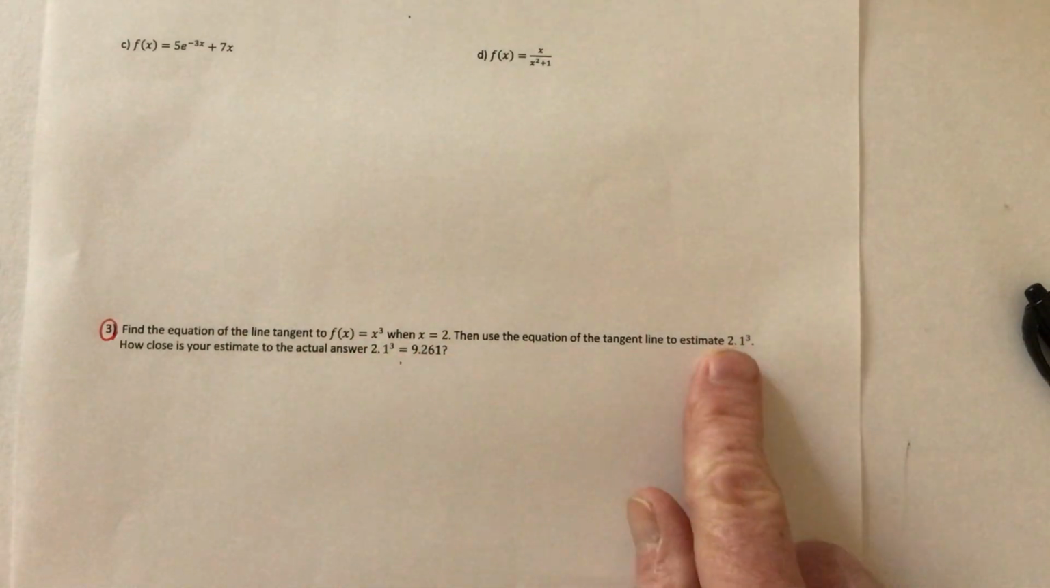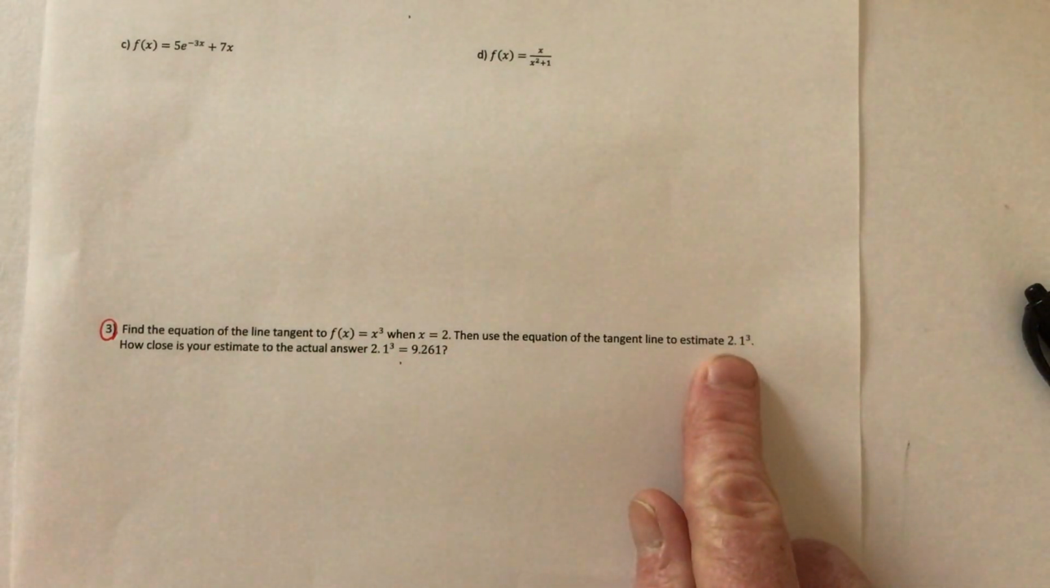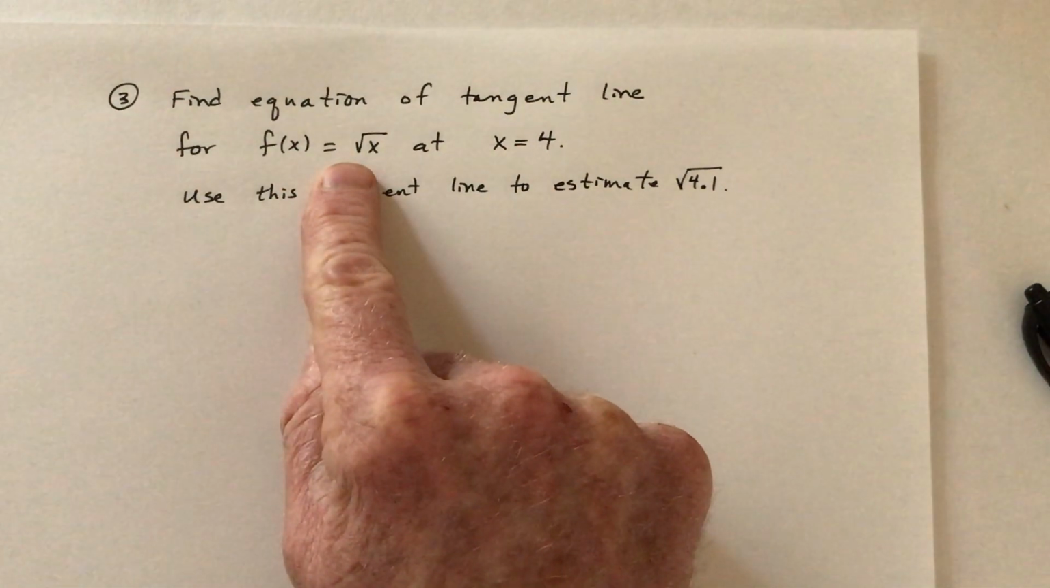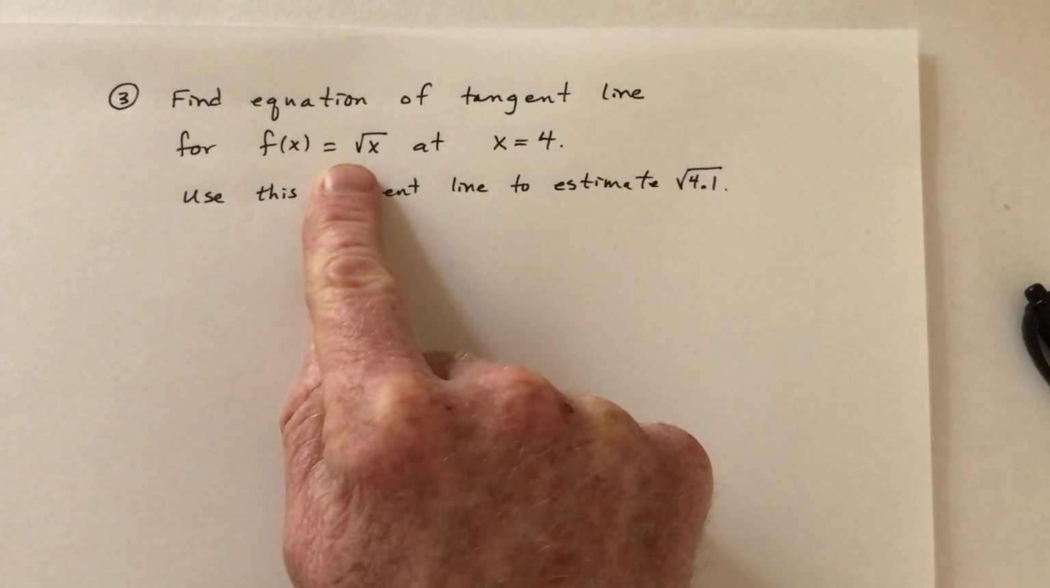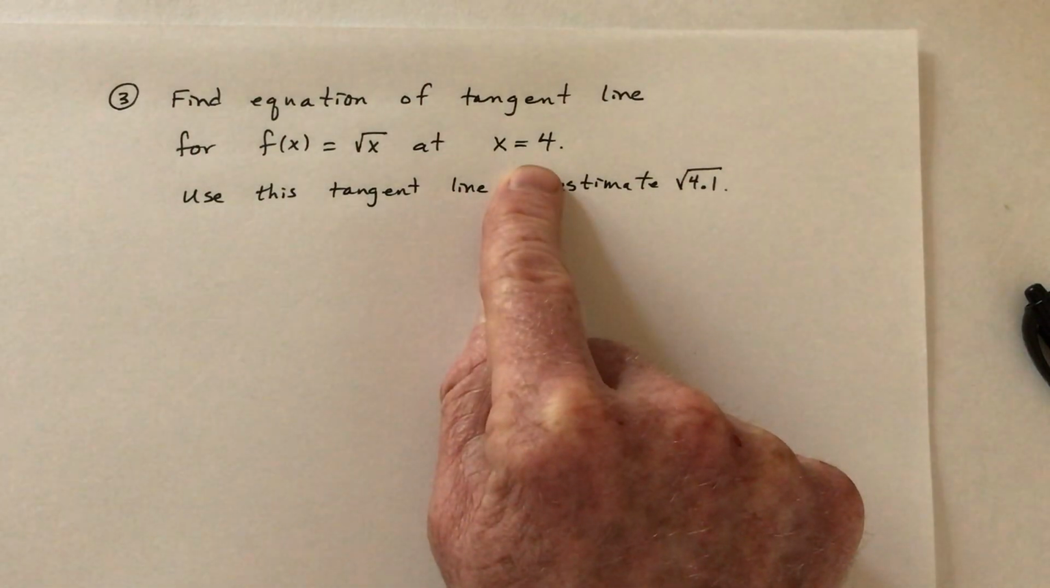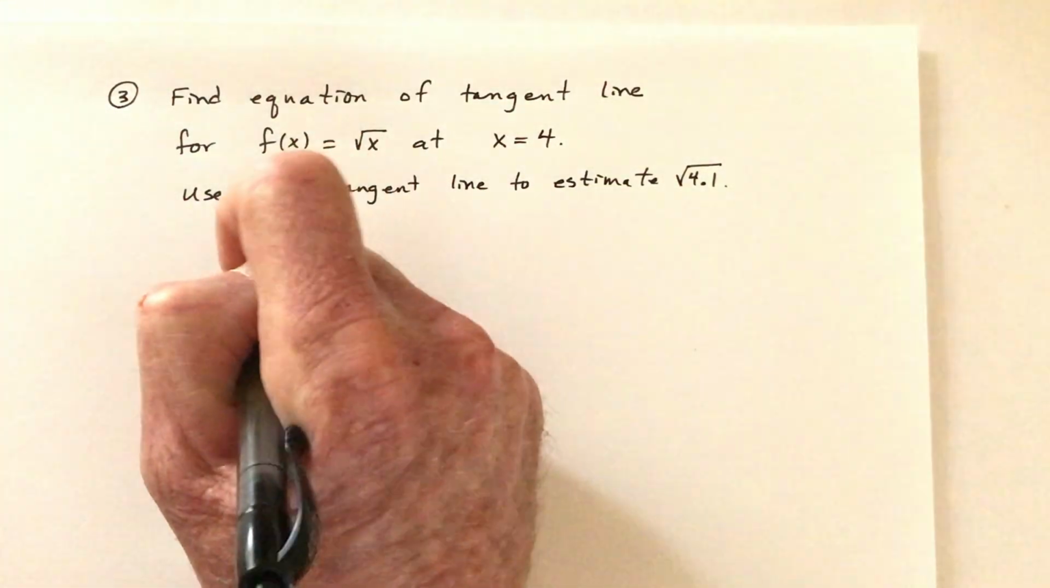And finally, for those that stuck around till the credits, find the equation of a tangent line and then use that to estimate some given value. So I'm going to do practically the same thing, but I'm going to use the square root of x. So first of all, find the equation of the tangent line for the square root of x function when x equals 4.